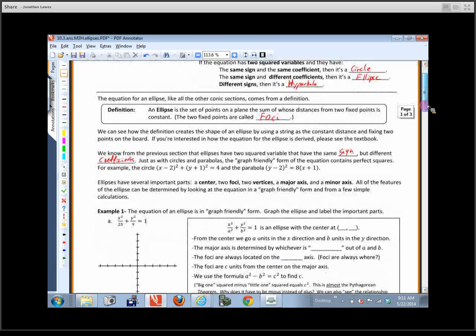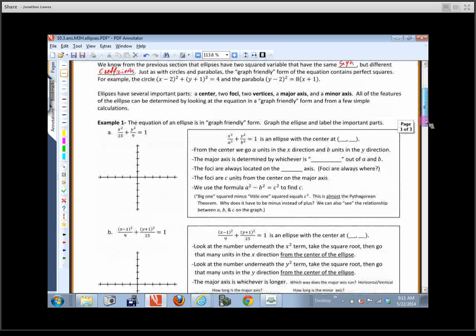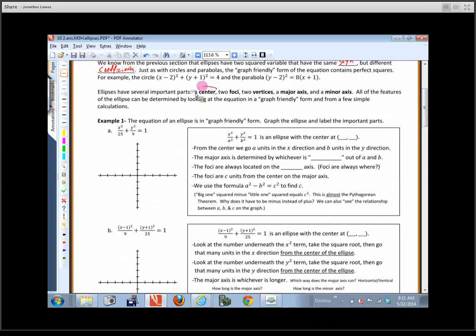We do have a little bit of vocabulary to learn on an ellipse. So we've got a center for an ellipse. We've got two foci, two vertices, okay? We've got something called a major axis and a minor axis, and this isn't all the vocabulary, okay? But if we get it in a nice graph-friendly form, it's easy to pick off all of these things.